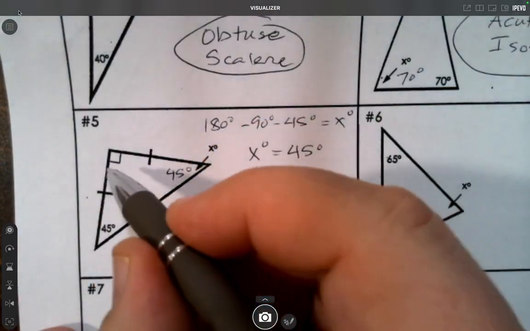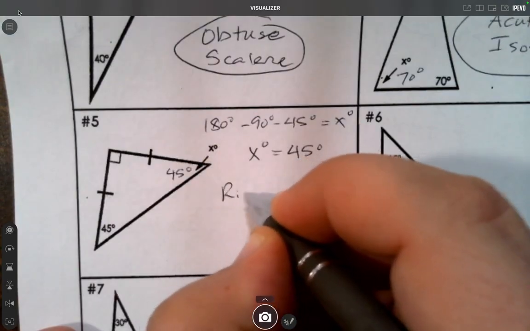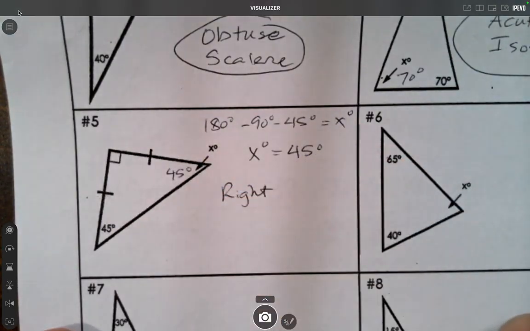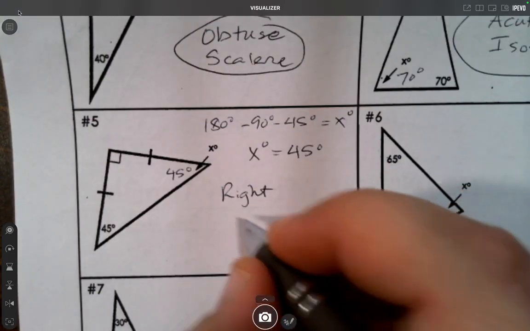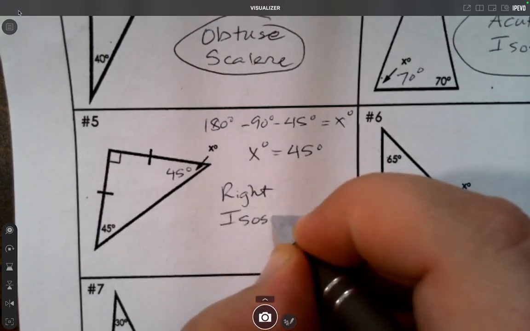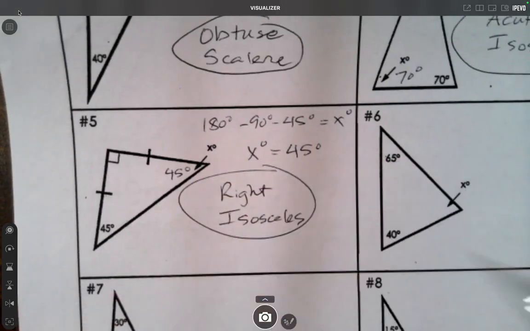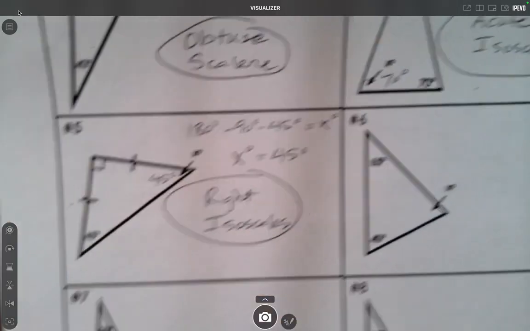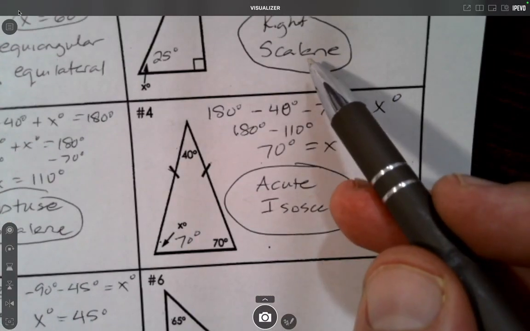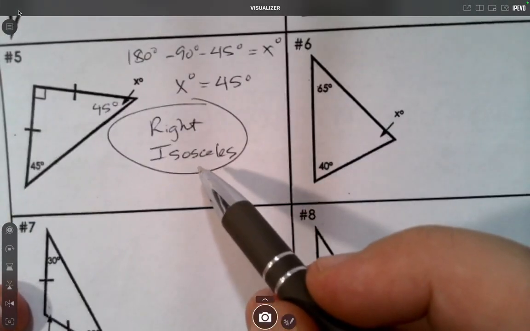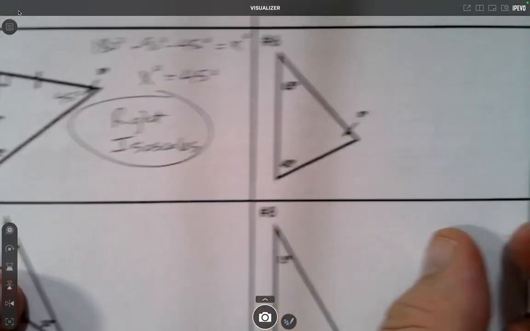So this does have a right angle, so that means it's a right triangle. And it has two tick marks, which means it has two congruent sides. That means it's isosceles. This is a right isosceles triangle. So notice, it could be right scalene, like number 2, or right isosceles, like it is in number 5.